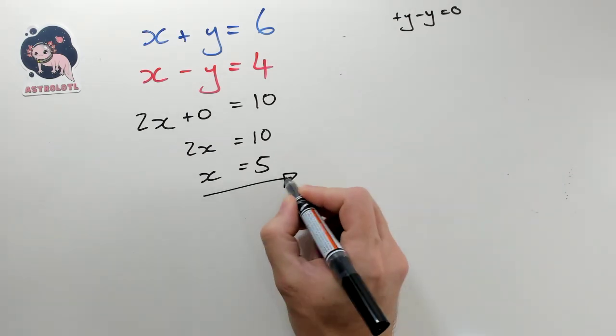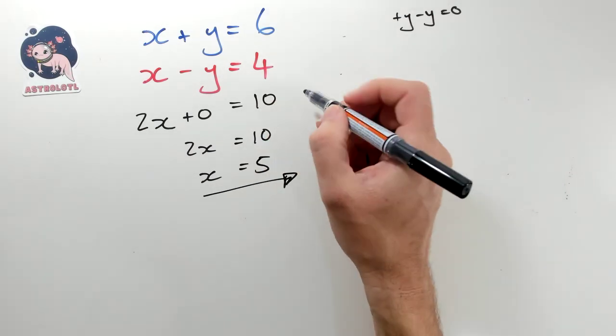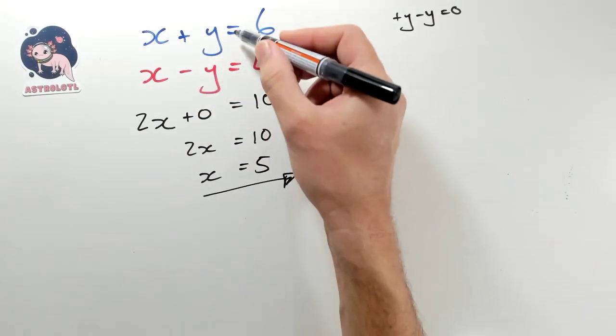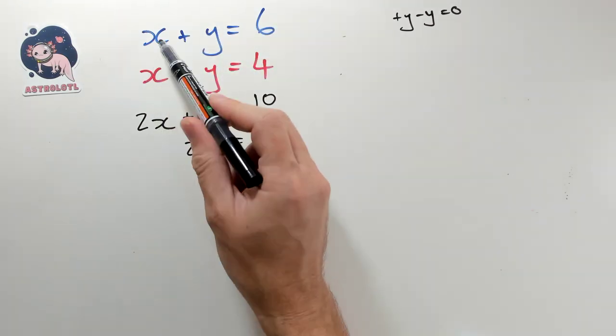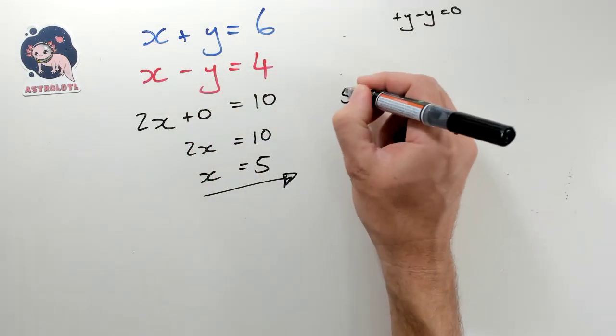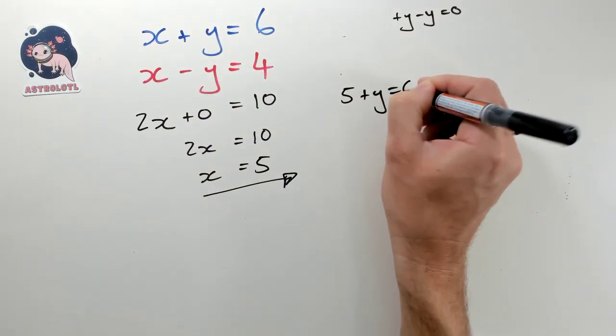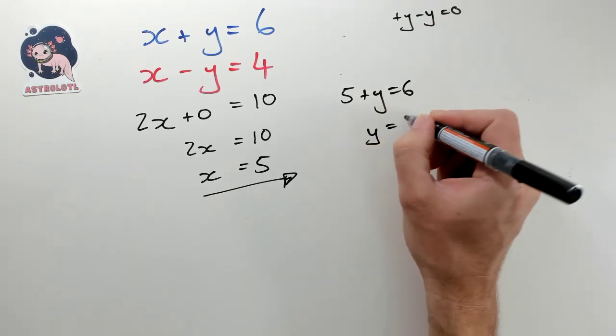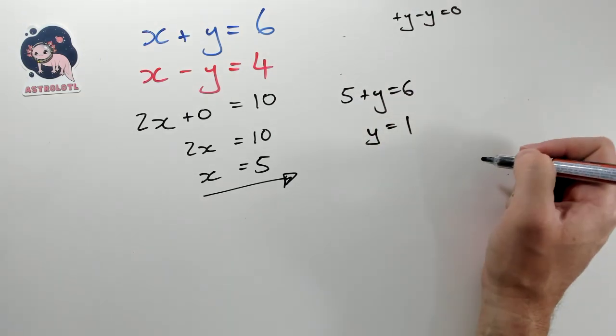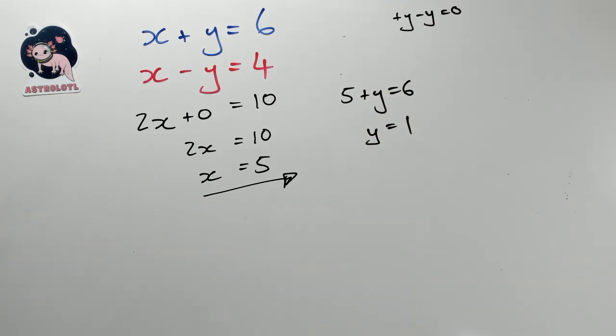I'm not done yet. I just got the x value, so I basically have to sub in. I can choose any equation. I can put 5 in there or in there. I'm going to do the top one. So 5 plus y is 6, and we can see y is going to be, well, 6 minus 5 is 1.